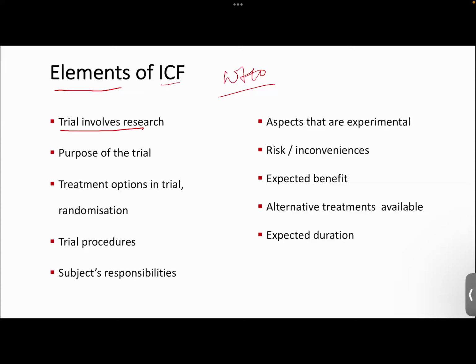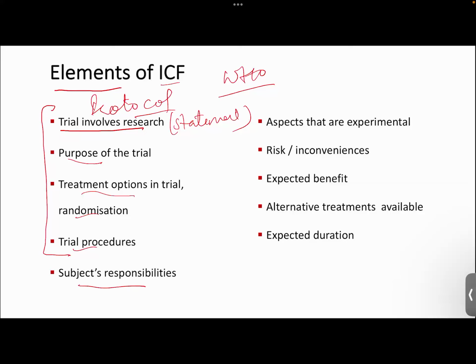That the trial involves research, a statement. Purpose of the trial, treatment options of the trial, randomization, trial procedure. Now, from where will you get this information? Protocol. Subject responsibility, very generic. Again, you can take this from the protocol: that you have to be compliant with the process and procedure, and if you are not feeling okay, you have to inform the study team. What aspects of the trial are experimental? Again, from protocol. Risk and benefit, protocol.